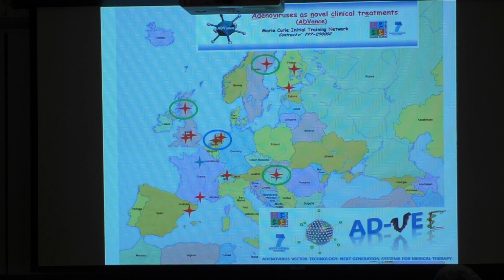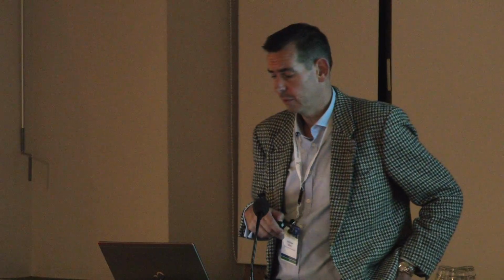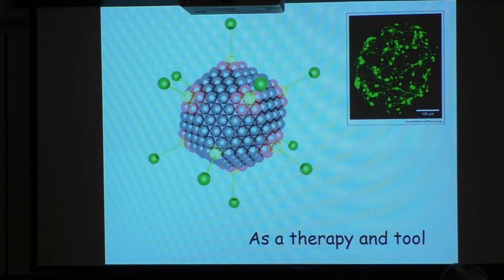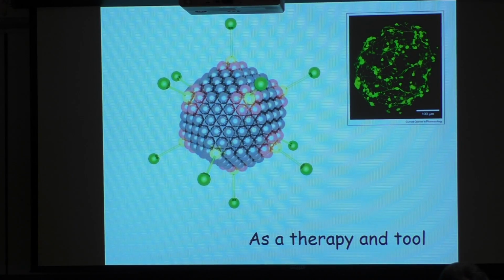One of the things that we're doing is I'm coordinating a couple of training networks. This is a training network across Europe using adenoviruses in vaccine development, cancer, and there's also cardiovascular. But this one here is an industry academic partnering program where we're taking some of these weird and wonderful non-human adenoviruses, making vectors out of them, and seeing what we can do with them in terms of gene therapy and vaccine development.